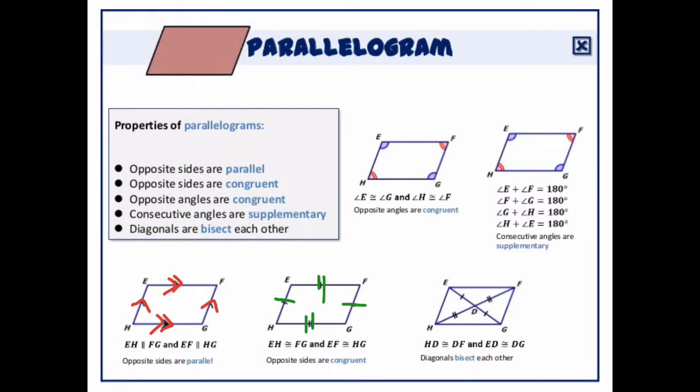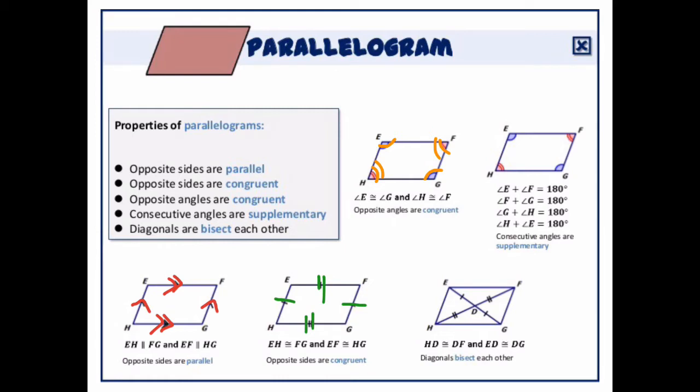Our third property is that opposite angles are congruent. So you can see that one here. E and G are congruent to each other, opposite angles, and F and H, the other pair of opposite angles, are also congruent to each other.